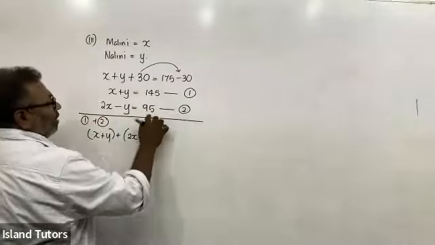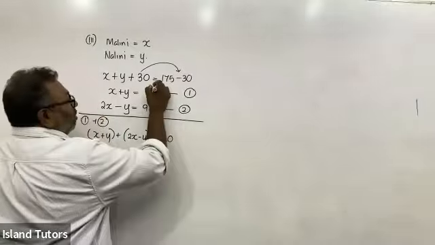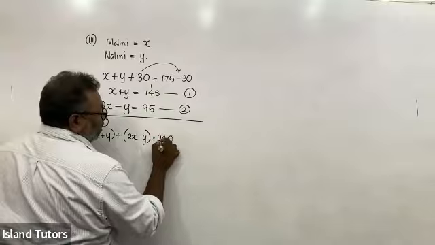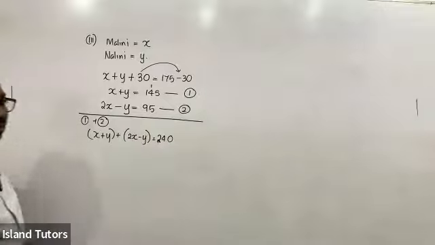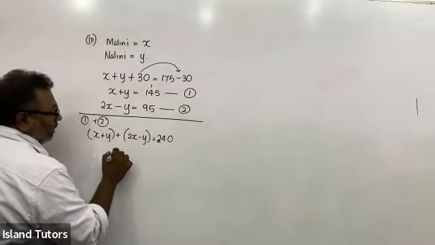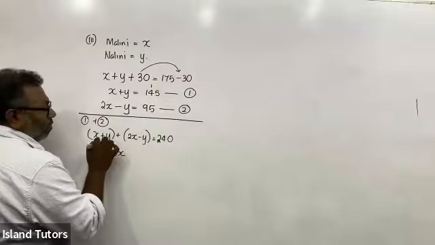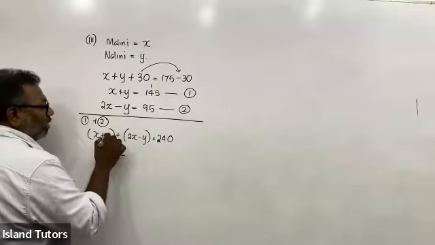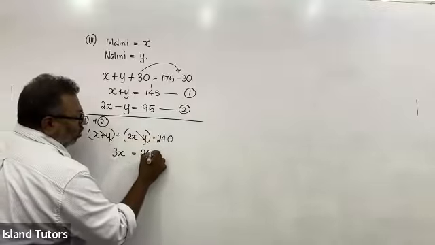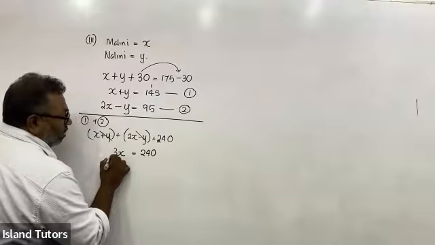145 plus 95. 5 plus 5 is 10. 240. 240 rupees. Good. Now simplify. x plus 2x is 3x. Plus y, plus minus y will cancel out, is equal to 240.